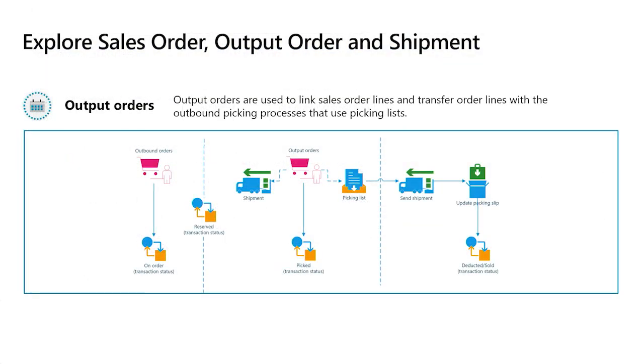So now that we've created the purchase order, I wanted to explain what happens after an order has been placed. After an order has been placed, the items in the order need to be picked in the warehouse, and then they need to be packed for shipping. An output order is going to be considered the advanced picking function that links the sales orders and the transfer orders with the picking lists. And when the picking lists are generated from either sales orders or transfer orders, they're all going to be automatically created.